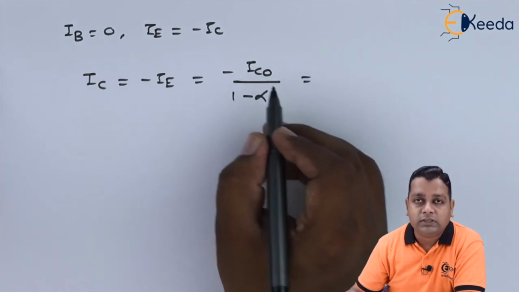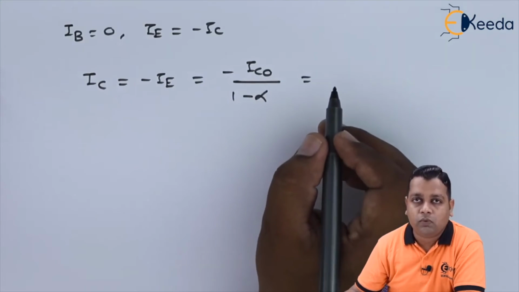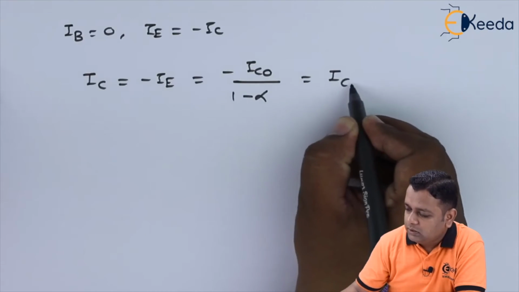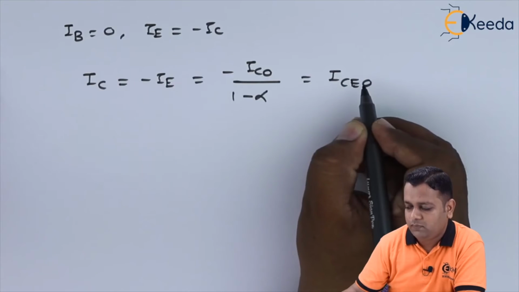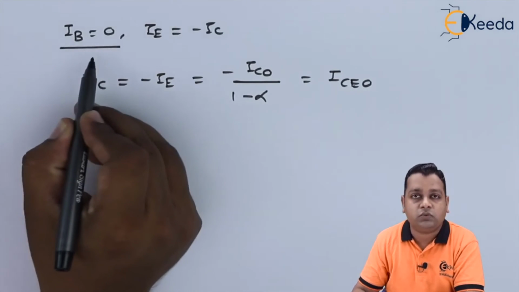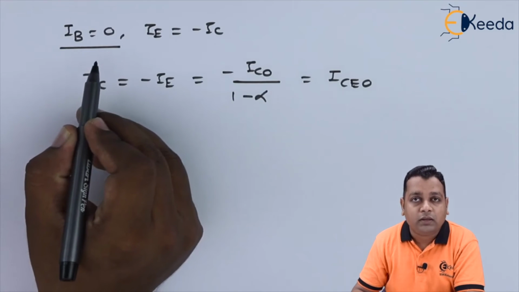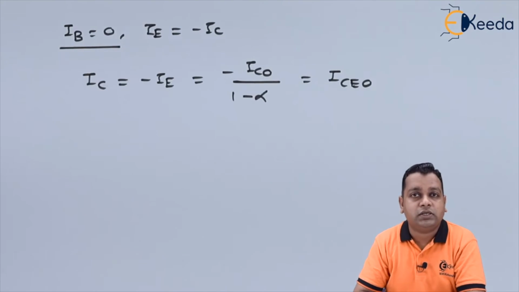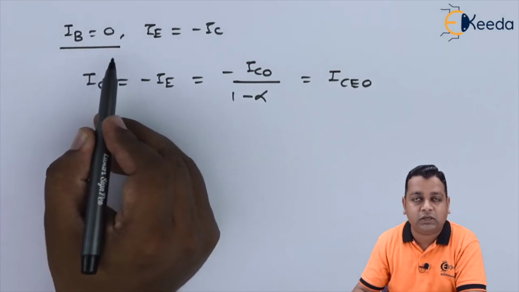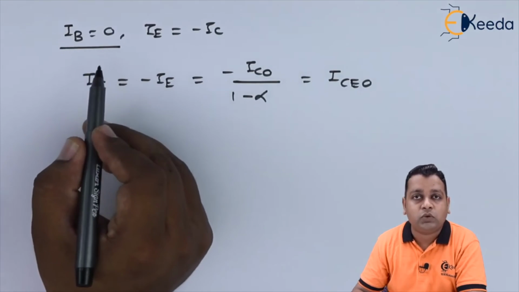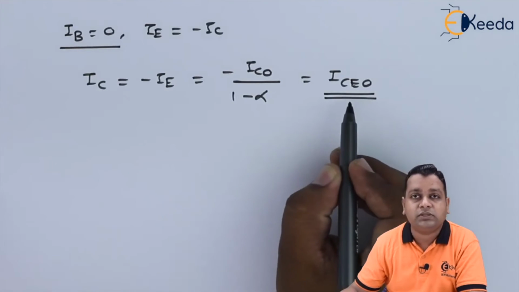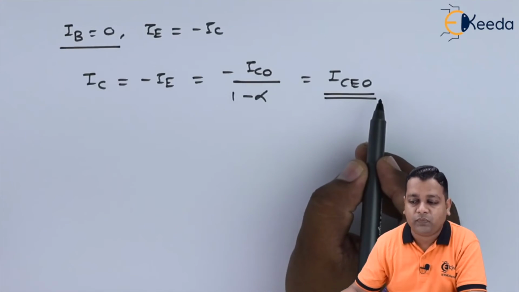We can designate it with the new symbolic representation capital ICEO here. So we have taken the situation where IB is equal to 0. When the collector junction is reverse biased and the base terminal is open circuited, the total output current is nothing but capital ICEO here.